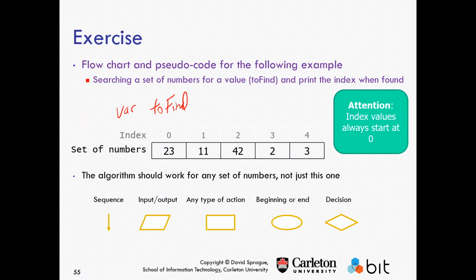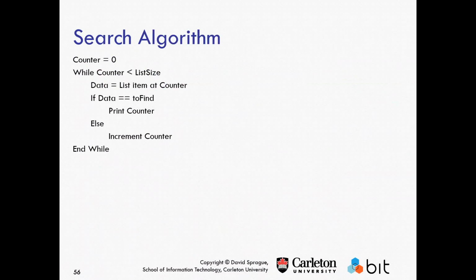Okay, so this solution was done previously, here would be that search algorithm with pseudocode, right? I have some kind of counter. If the counter is less than the list size, then I get the data, which is the item at that counter position. So item 0, item 1, item 2, item 3. If the data is what I'm looking for, I print off the counter.